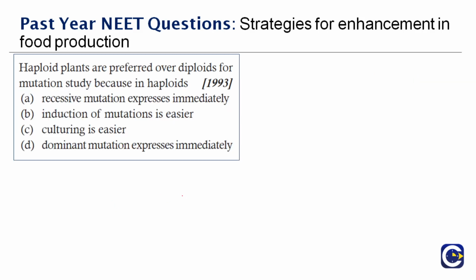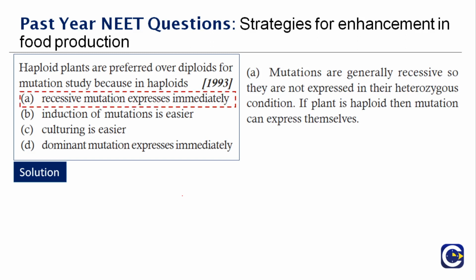Fine. Haploid plants are preferred over diploids for the mutation study because in haploids dash. Okay, we have to analyze the statements here. Recessive mutation expresses immediately. Induction of mutation is easier. Culturing is easier. Dominant mutation expresses immediately. The answer is recessive mutation expresses immediately. Mutations are generally recessive so that they are not expressed in their heterozygous condition. If a plant is haploid, then the mutation can express itself. Therefore, the right answer is option A.